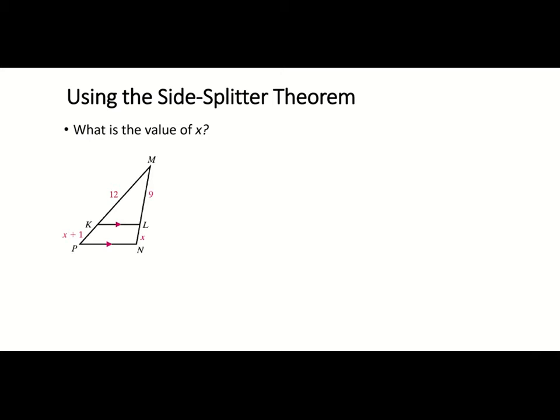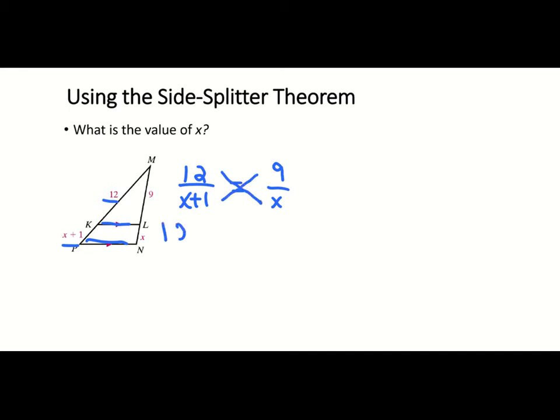So here we're going to use our Sidesplitter theorem and figure out what x is. So we have our two parallel lines right here. So that means we're going to write our proportion. You can actually just write it as you see it. So we'll do 12 over x plus 1 equal to 9 over x. And then we'll cross multiply and divide.